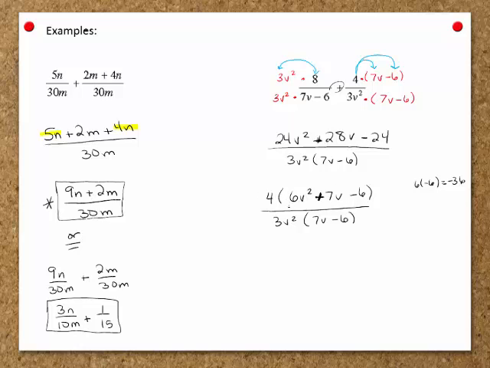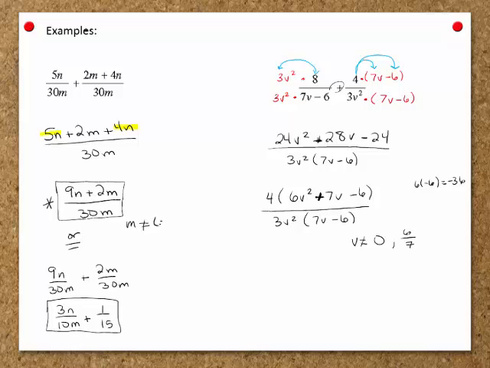I still need to find my excluded values. V cannot equal 0 because of the 3v squared. And then I have a 6, opposite sign, over 7. So these are the things that V cannot equal. Over here I forgot to find my excluded values.